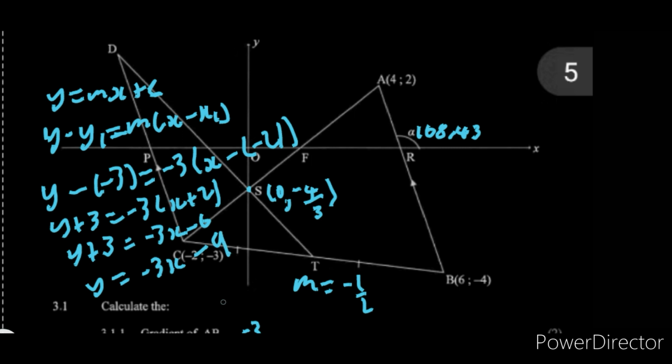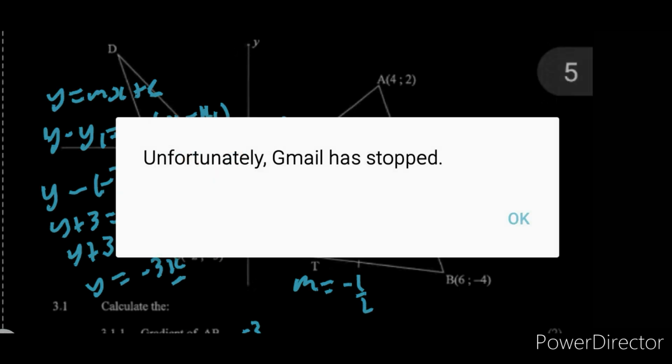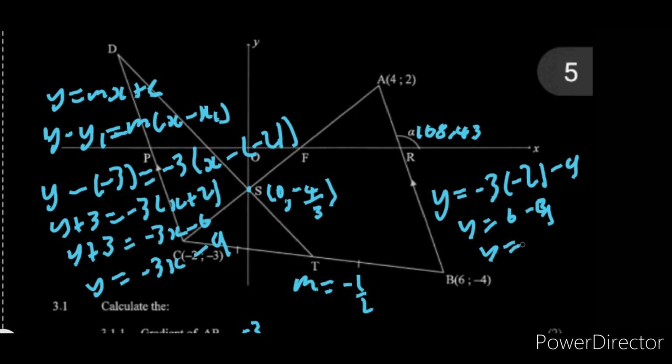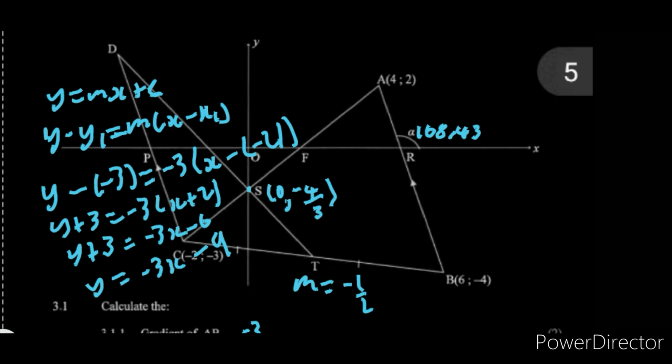So let's just check if it's correct. If you substitute -2, will it give us -3? We're going to have y equals -3 times -2 minus 9. So y equals 6 minus 9, and indeed 6 minus 9 is -3. So that's how we know we're correct. It's always good to test your answers, because when you test your answers, you know for sure the marks that you have.